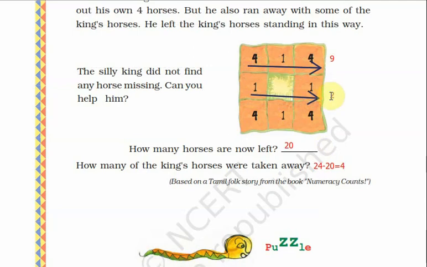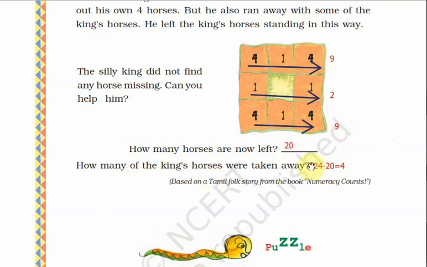Now in the next row, how much is it? Let us see. 4 plus 1 plus 4. How much is 4 plus 1 plus 4? It is 9. So how much is the total? 9 plus 2 is 11, and 11 plus 9 is 20. So how many horses are left now? There are 20 horses left now.